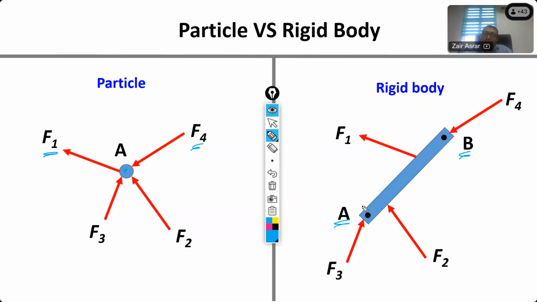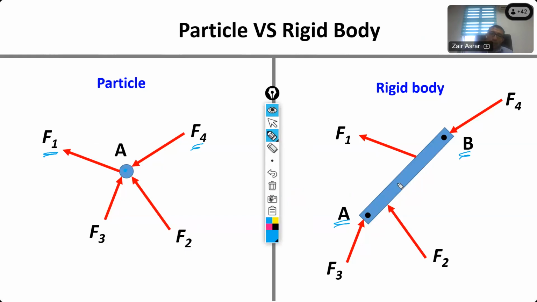Since the rigid body has a dimension attached to it, as compared to a particle which has no dimension, we have only mass attached to a particle. But for the case of rigid body, we not only have mass, we also have dimensions attached to it. So the forces can be applied at not just a single point, they can be applied at multiple arbitrary points on top of this rigid body. Due to this, it will have some effect on the rigid body, and this effect will come in the form of moment.